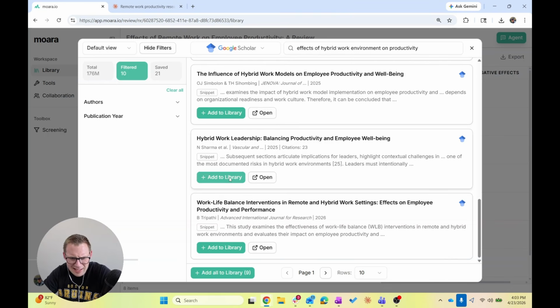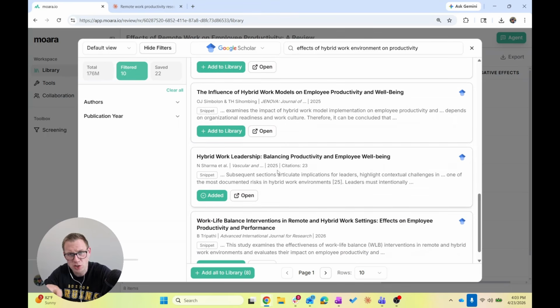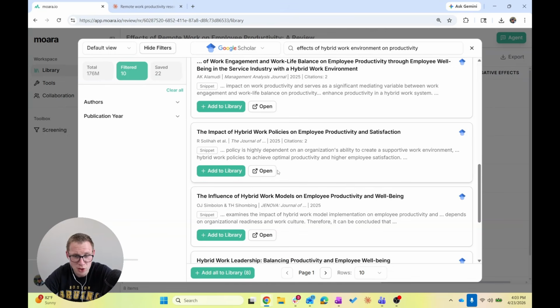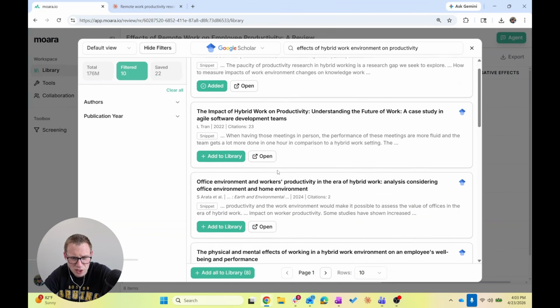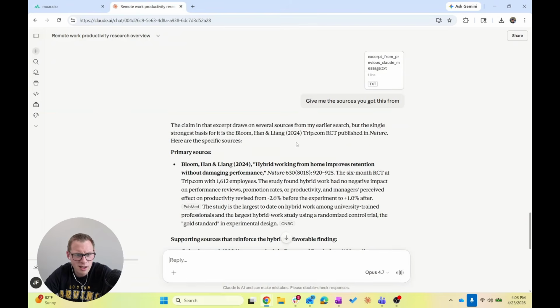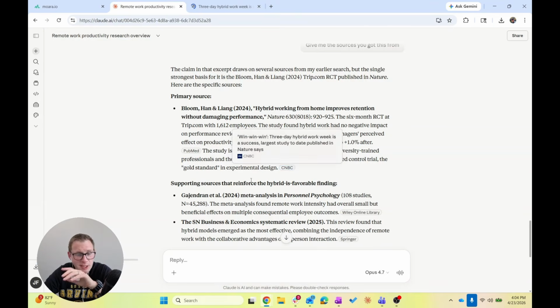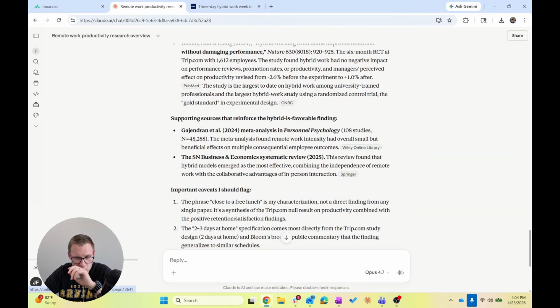But hybrid work leadership balancing subsequent sections articulate. Let me add that because it looks relevant. It's got 23 citations. I can't really figure it out, and that's why it's so important to have the abstracts being enriched on Moara because we only get these little snippets from Google Scholar and from a lot of the search engines we use. So this is interesting. I'm actually also very kind of excited to see what's going on here. Hybrid working from home improves retention without damaging performance. CNBC article. Here's a Wiley article.